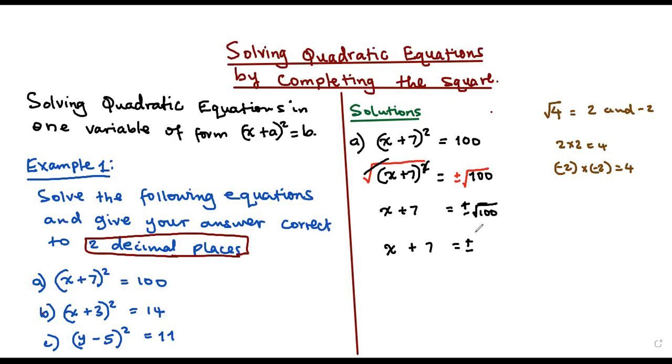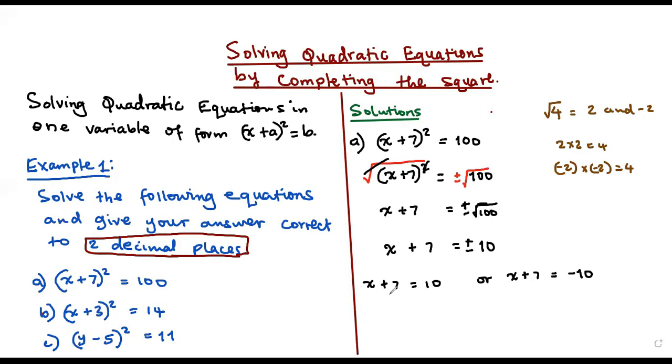10. So it will be plus or minus 10. Now we will get 2 equations. The first one will be that x plus 7 is equal to 10. Another one will be x plus 7 is equal to negative 10. Have you understood that?